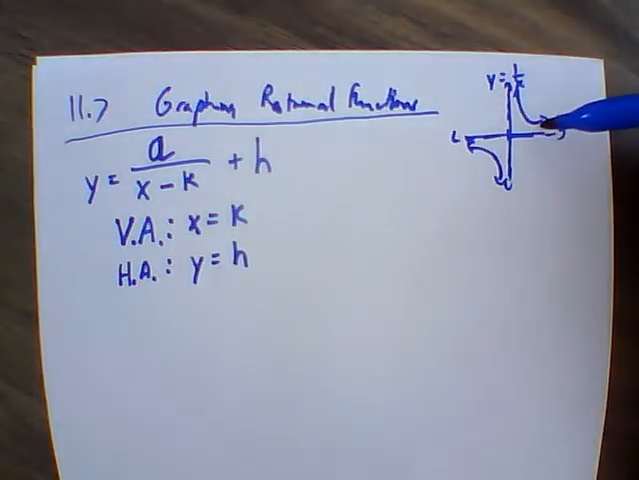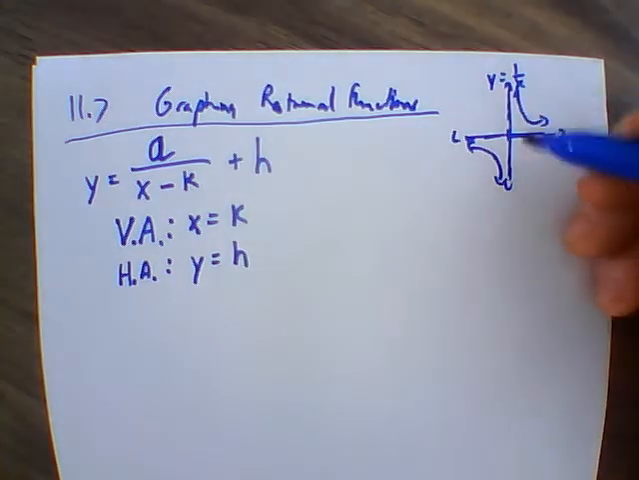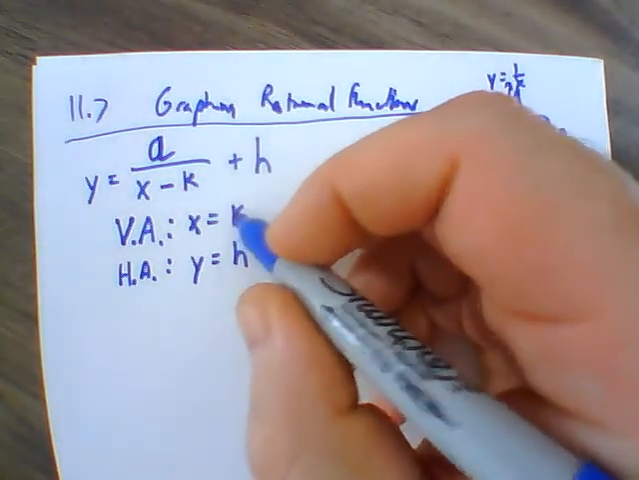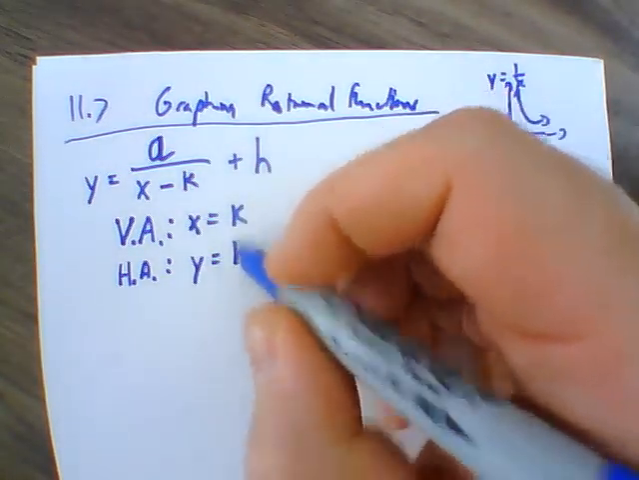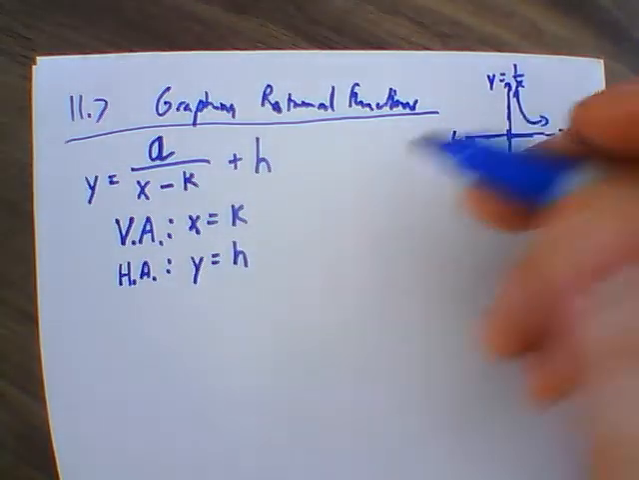Now do realize that this is a horizontal line. Horizontal lines are in the form y equals. Vertical lines are in the form x equals. So you can't just put the number here. They are an actual equation of these lines.